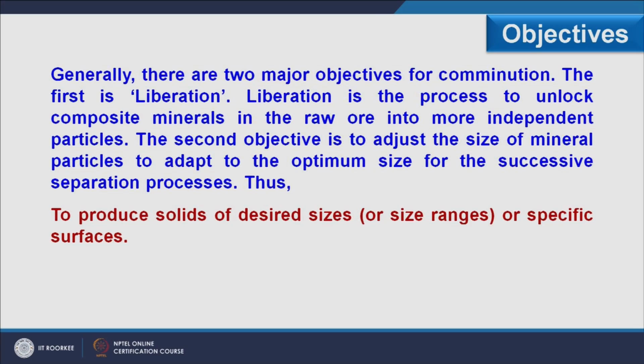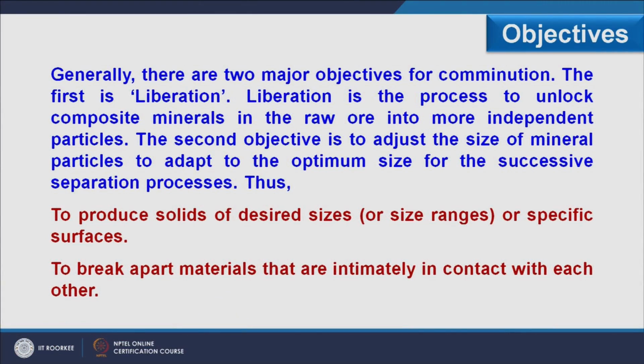Therefore, as far as the objective is concerned, the first is liberation and the second is to adjust the size. More precisely, we can say the first aim of comminution is to produce solids of desired size or size ranges or specific surface. Second is to break apart minerals that are intimately in contact with each other. So, these are the two objectives of comminution, and accordingly we compute the power consumption for comminution for these two objectives, as well as design the equipment to meet these objectives.